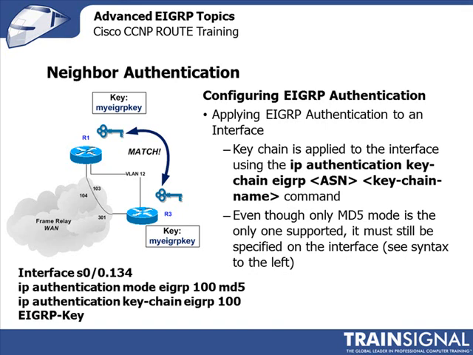Applying the configuration to the interface once you've defined the keychain is also very simple. It's applied using the ip authentication key-chain eigrp command. You have to put in the correct autonomous system number and the keychain name. It's actually defined down here in the text. And even though there's only one mode that's supported, you have to specify it. If you put in the ip authentication key-chain eigrp 100 and you don't put in the ip authentication mode command, it will fail. It will consider it as not operational. So both of those commands must be part of that. Keep in mind the syntax.